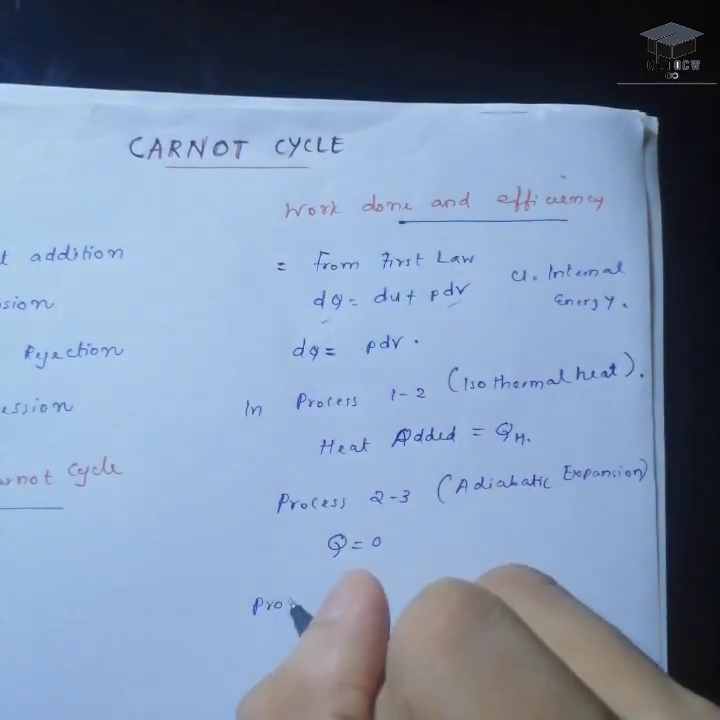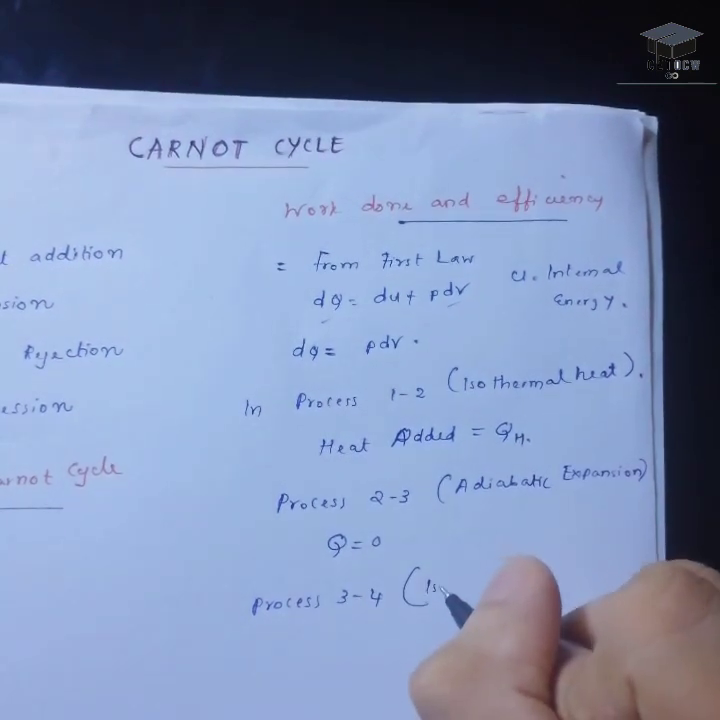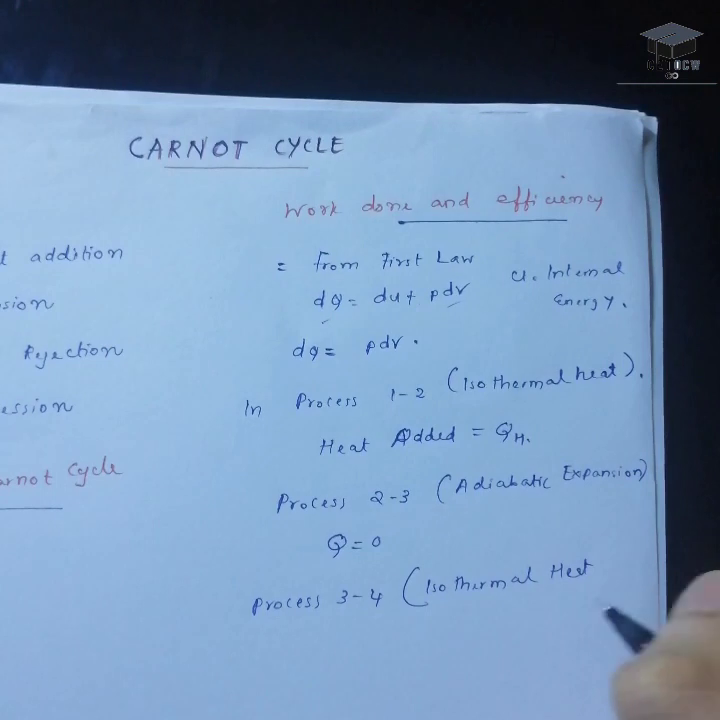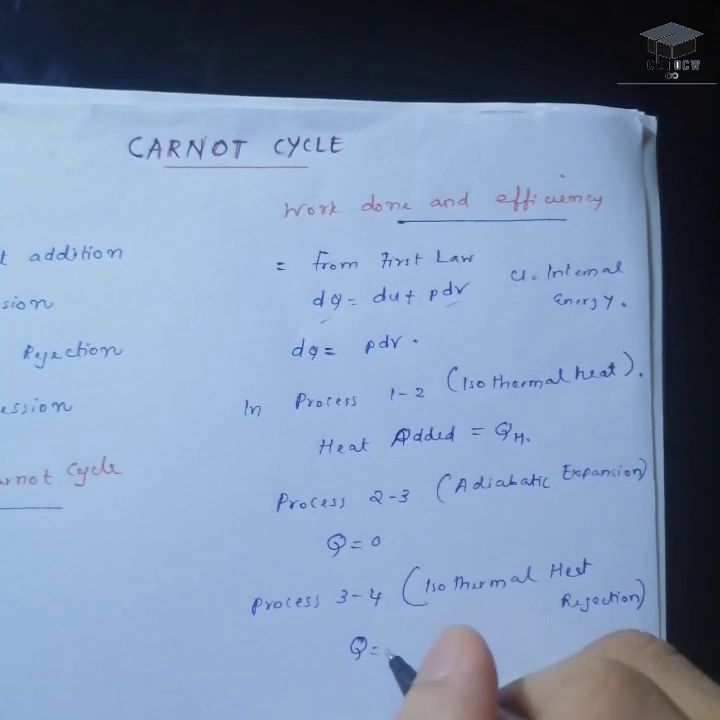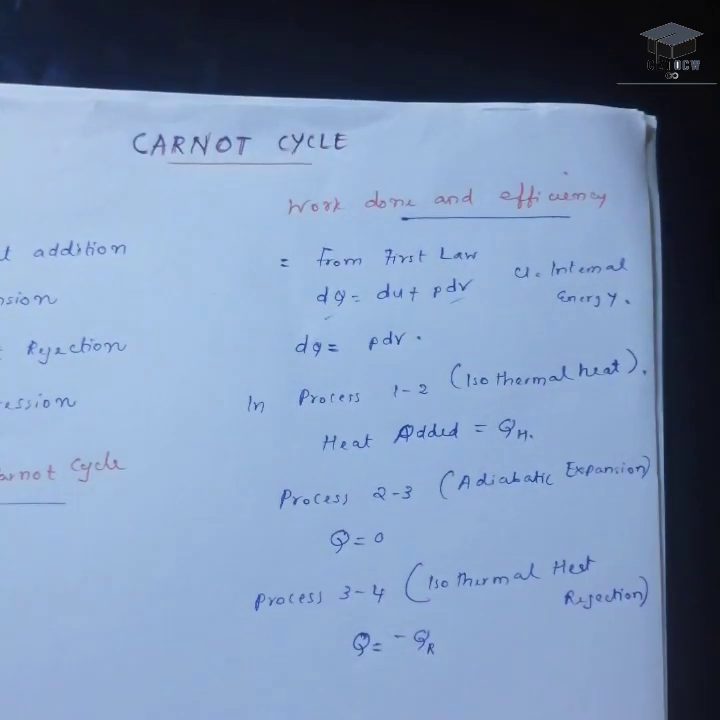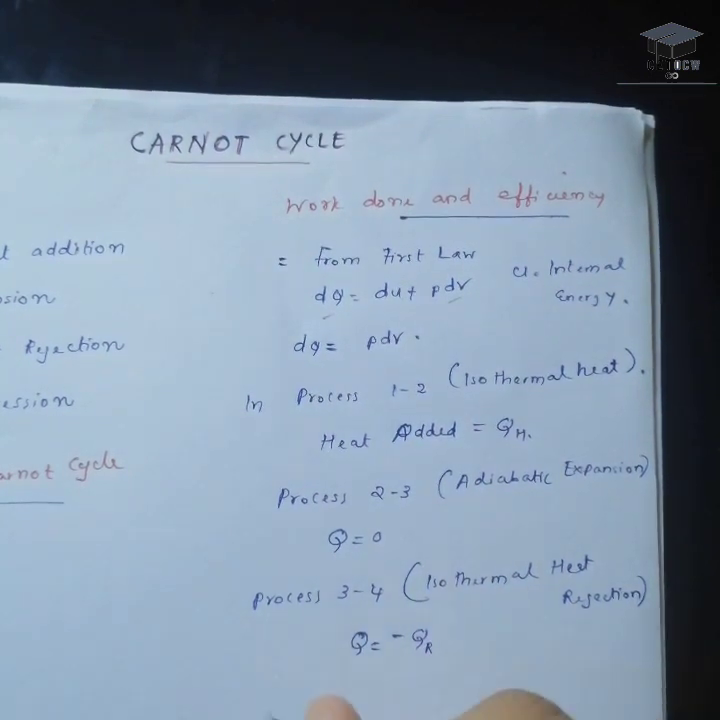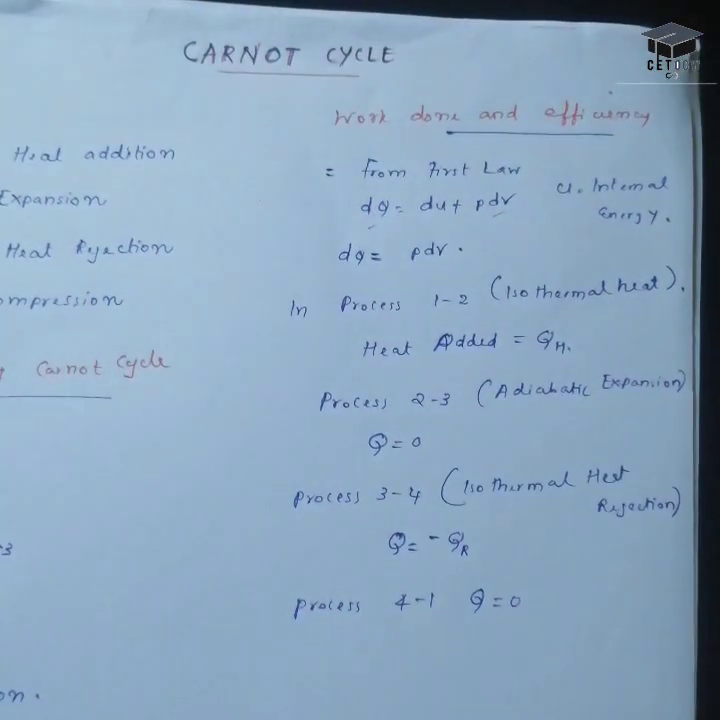In process 3 to 4, this is isothermal heat rejection. Here the heat rejected is Q equal to minus QR. Since it is rejected out, I give a negative sign. Similarly, in process 4 to 1, Q is 0 as the process is adiabatic.